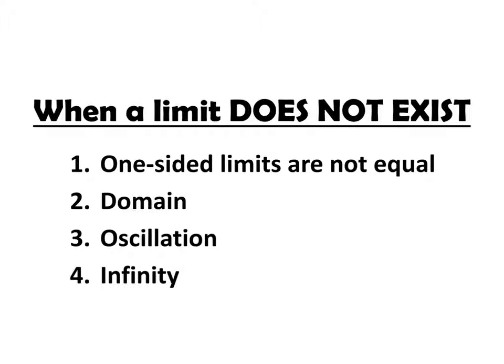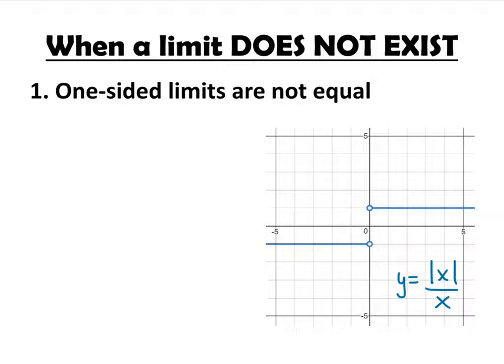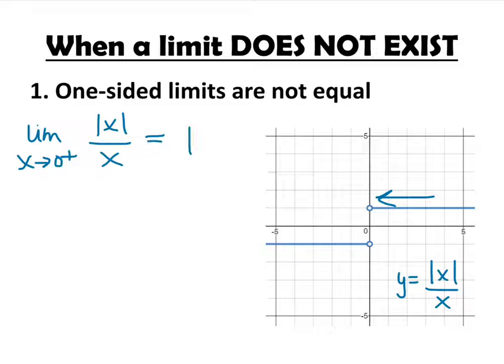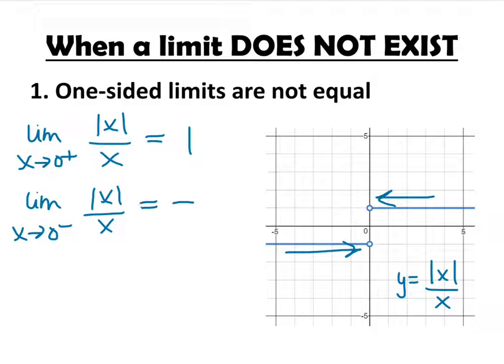The following 4 scenarios outline when a limit does not exist. Notice the limit of the graph as x approaches 0. If we take the limit as x approaches 0 from the right of absolute value of x over x, as our x values are getting closer to 0, our y values are approaching positive 1. If we take the limit as x approaches 0 from the left, the other one-sided limit, our y values are approaching negative 1.